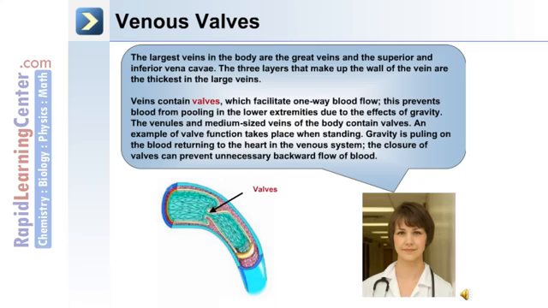The three layers that make up the wall of a vein are the thickest in the large veins. Veins contain valves, unlike arteries. These valves facilitate one-way blood flow. This prevents blood from pooling in the lower extremities due to the effects of gravity. The venules and medium-sized veins of the body contain valves. An example of valve function takes place when standing. While standing, gravity is pulling on the blood returning to the heart in the venous system. The closure of valves can prevent unnecessary backward flow of blood.